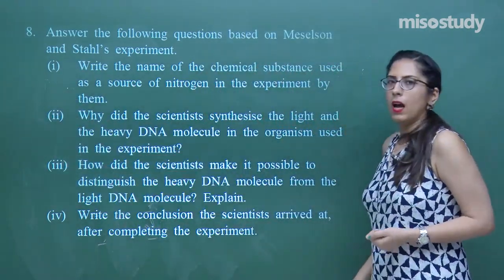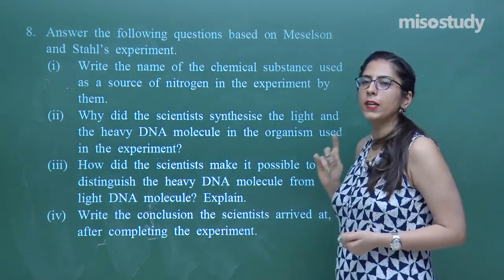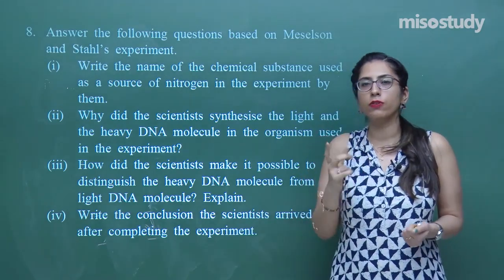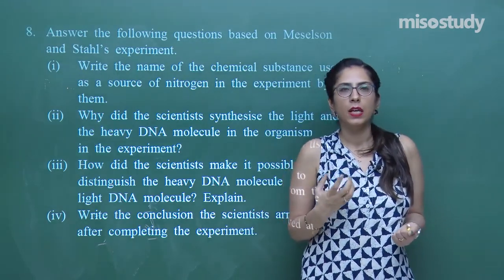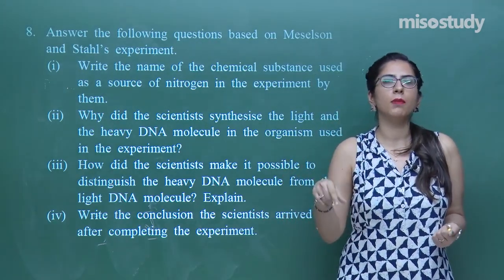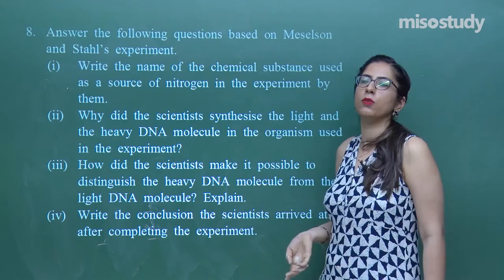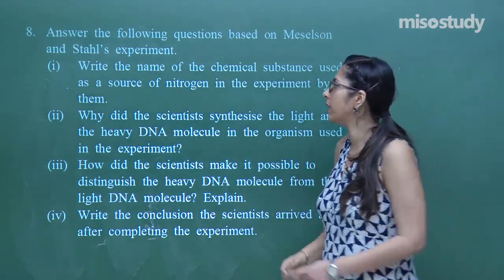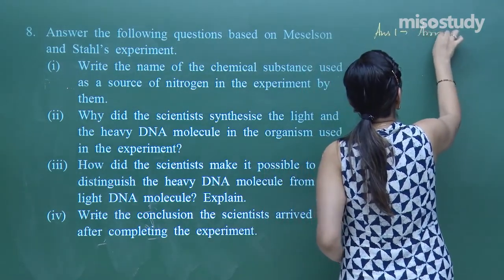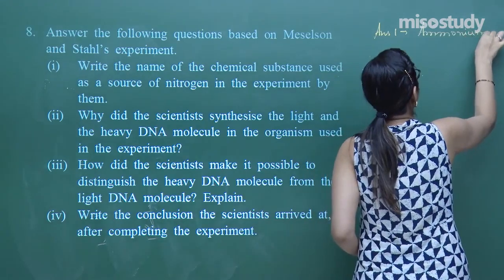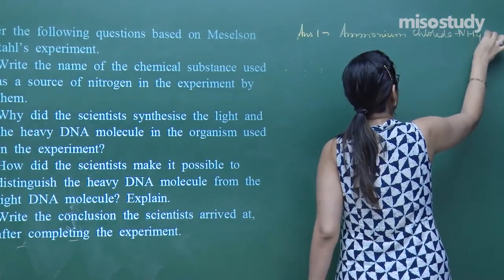Hope you remember that experiment. Here the DNA was grown on a nitrogen-containing medium. Hope you remember the sessions on the structure of the purines and the pyrimidines. They have a carbon backbone, but they also have nitrogen present. In this experiment, the nitrogen source was ammonium chloride. So, answer 1 is ammonium chloride, which is NH4Cl.